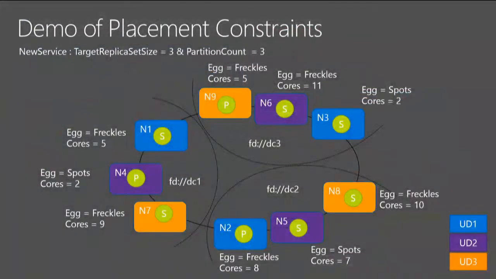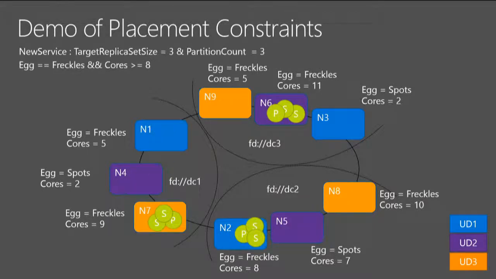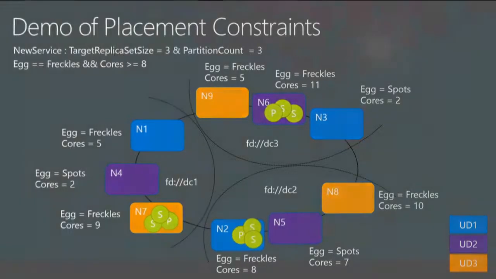It turns out I've gone and tagged all of the nodes with arbitrary tags. Who here knows egg freckles? That's an old joke. Go look up Doonesbury egg freckles, you'll be fine. And core is something that makes a little bit more sense. So we've got egg freckles or spots, and I'm going to say to this service, hey, you only want to exist on nodes where egg equals freckles and cores is greater than or equal to 8, right? And we should see the services suck themselves onto a few machines. So let's go and do that.